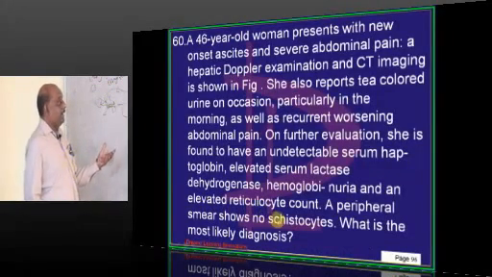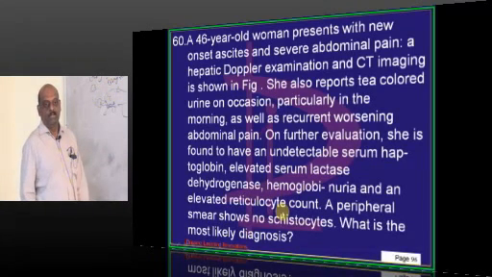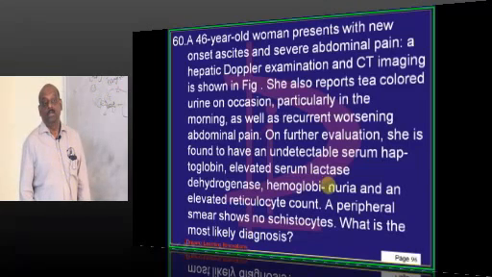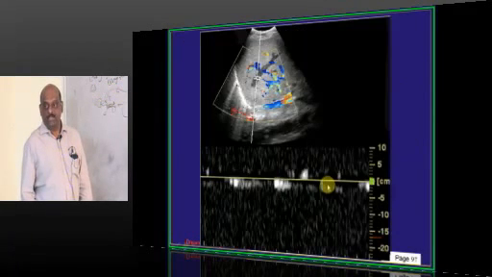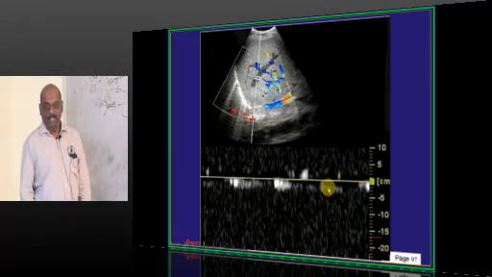So there are no schistocytes. What is the possibility in this given case? There is elevated serum LDH, hemoglobinuria, elevated reti count. So in view of all these things, what explains the combination? Basically it is a case of PNH, paroxysmal nocturnal hemoglobinuria, which is a prothrombotic state.